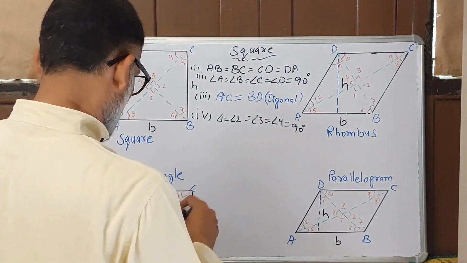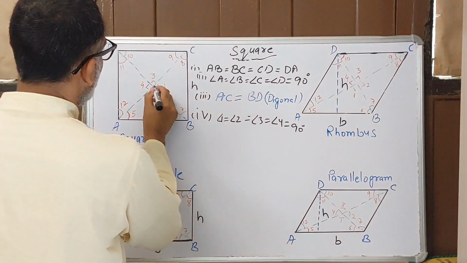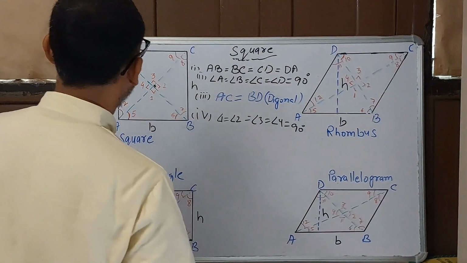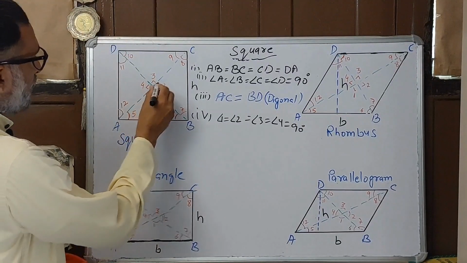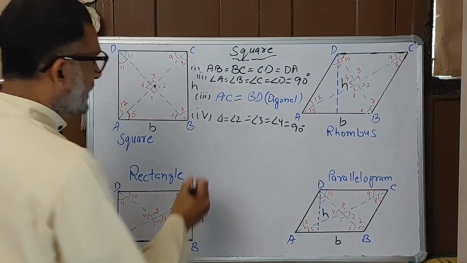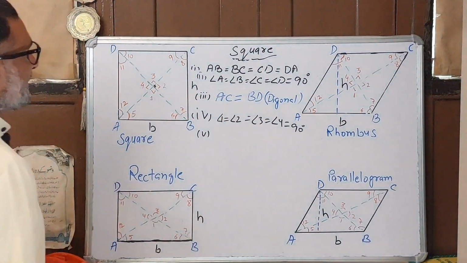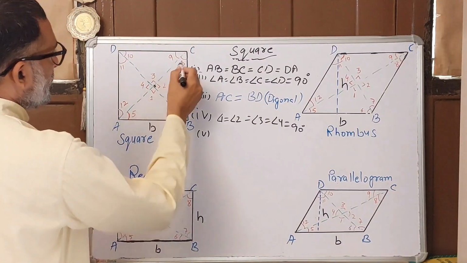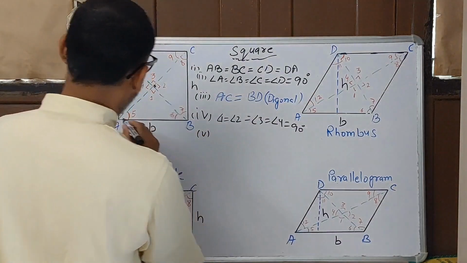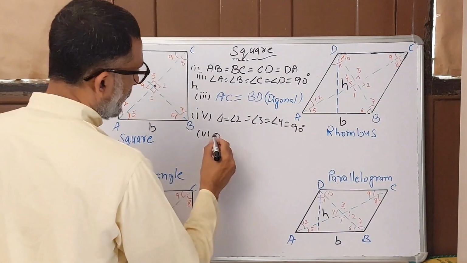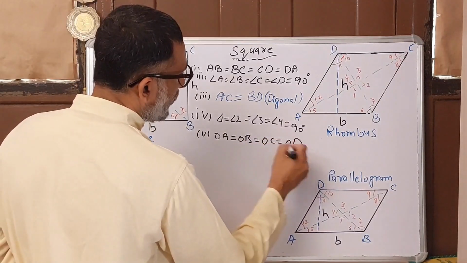Or what other things? When the diagonals cut, here we consider the point as O. We take its center point O. Then the sides OA is the same as OC, and here both diagonals are also equal. Then what will happen? OA is equal to OC, but it is also equal to OB and OD. So all are equal: OA is equal to OB is equal to OC is equal to OD.